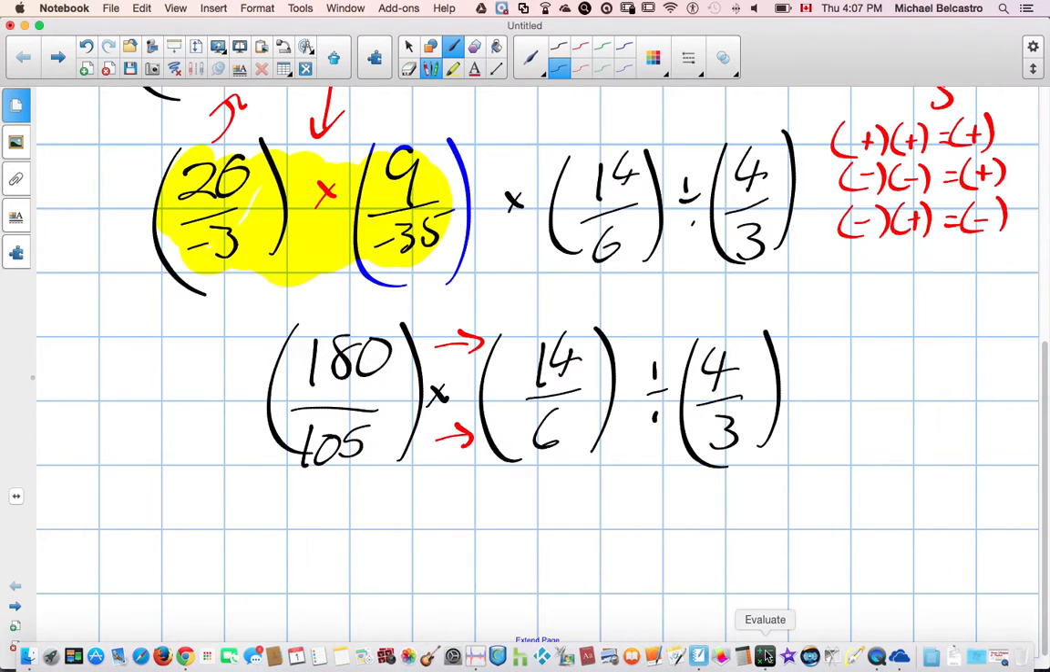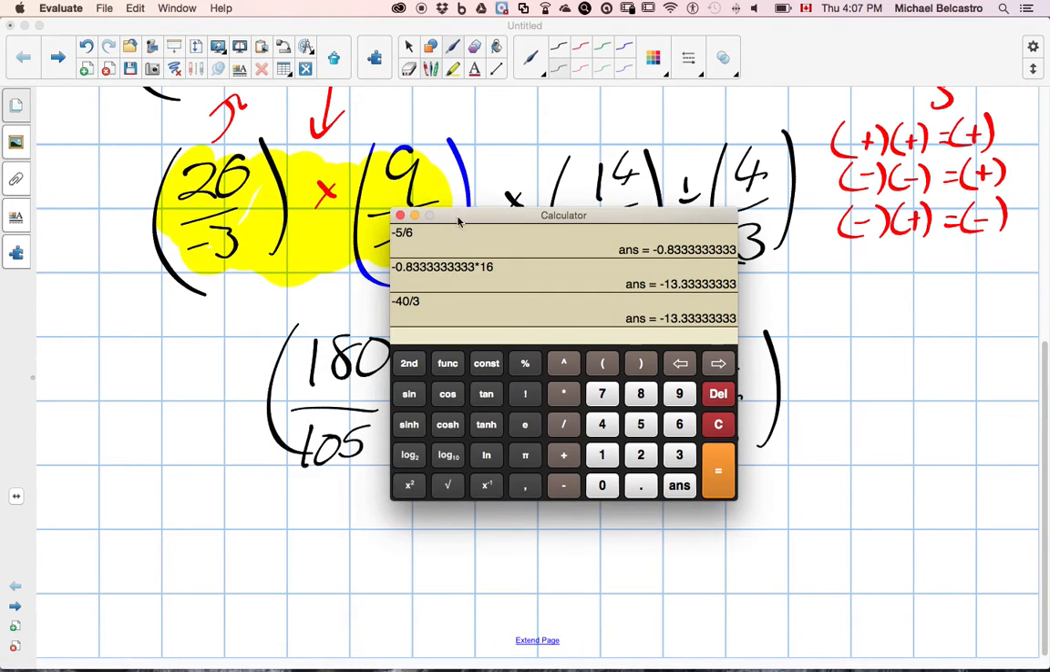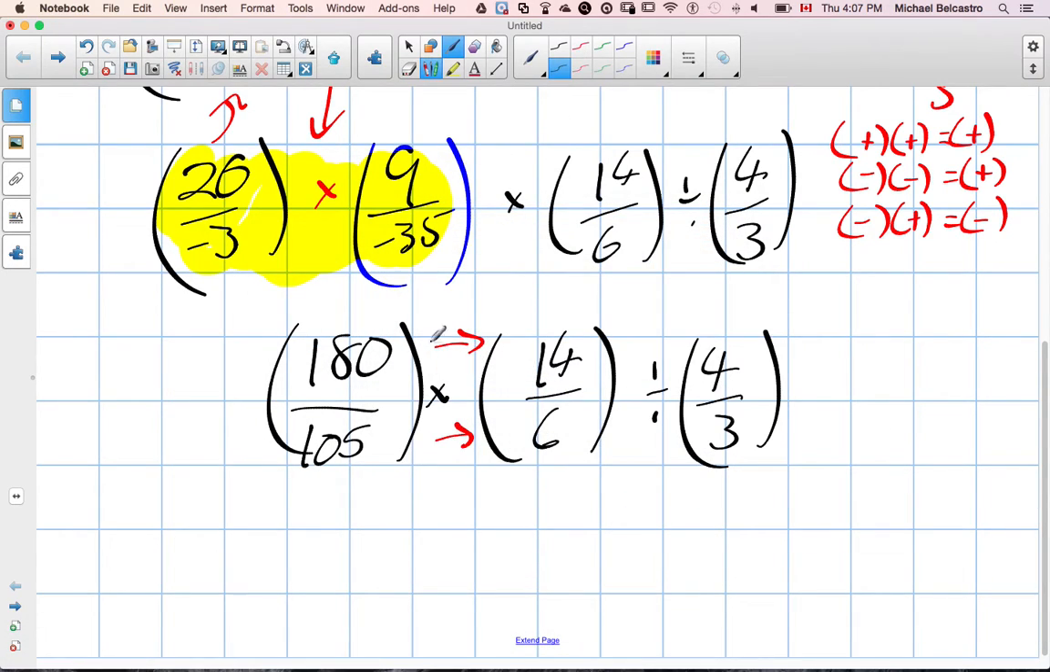Are you guys allowed to use calculators on these questions? No. No? Okay, then we won't. We'll do some side calculations.